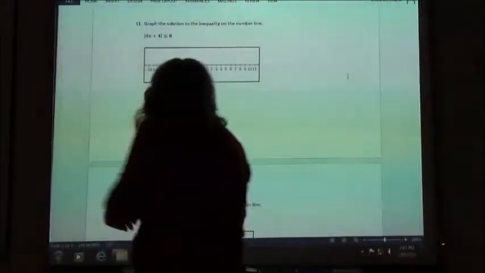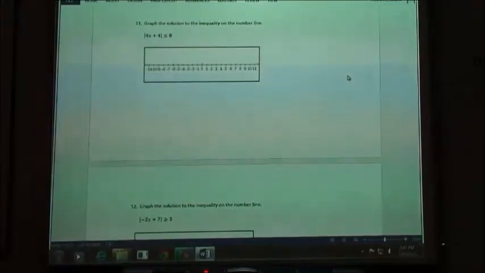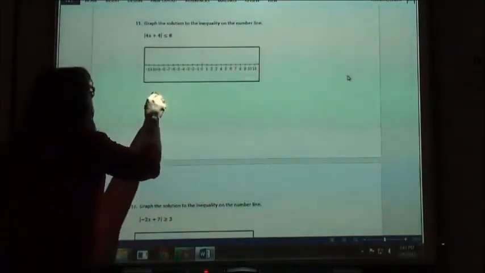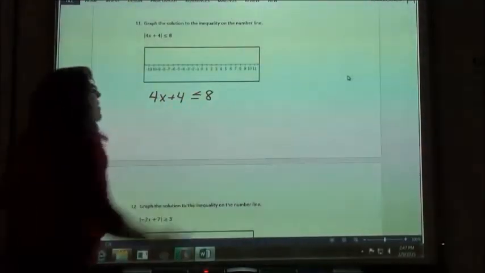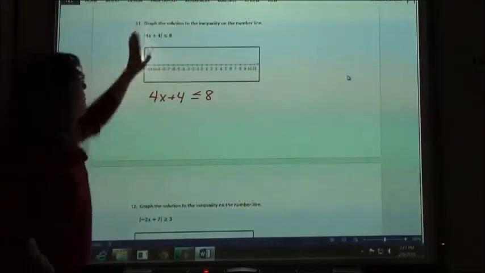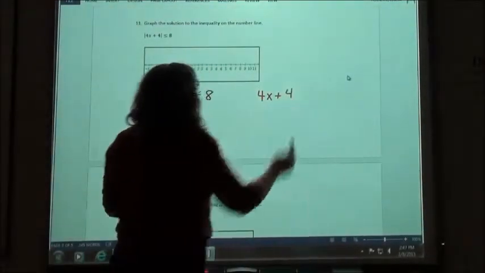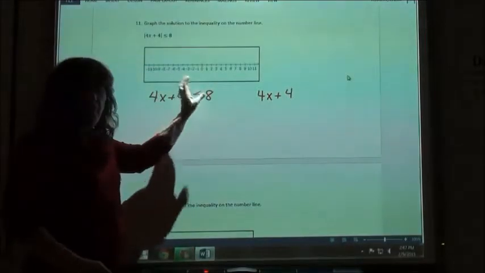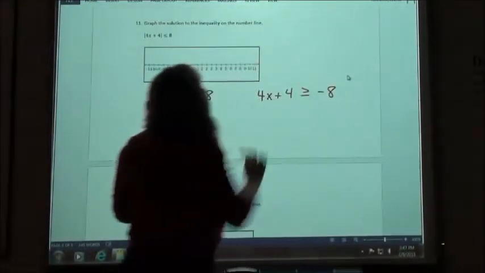So number 11, we're doing our absolute value problem with an inequality. We said that the first case, we're just going to leave it exactly the same. 4x plus 4 is less than or equal to 8. On our second problem, we leave the absolute value part, the 4x plus 4, and then when we do the negative, we have to flip our inequality sign. So we're going to make it greater than or equal to negative 8.